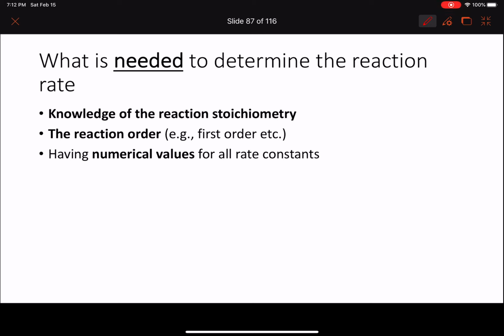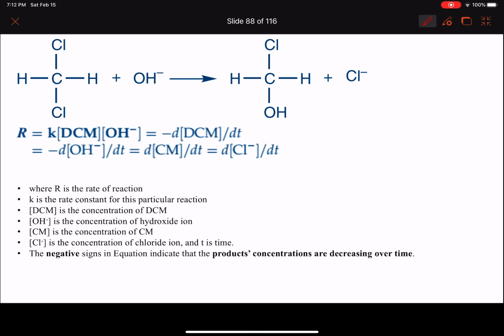Why do we need to understand this reaction rate? Because we need to understand the reaction stoichiometry. We need to know the reaction order, first order, second order, zero order, and of course the numerical values are very important for all rate constants. Let's look at this simple reaction.